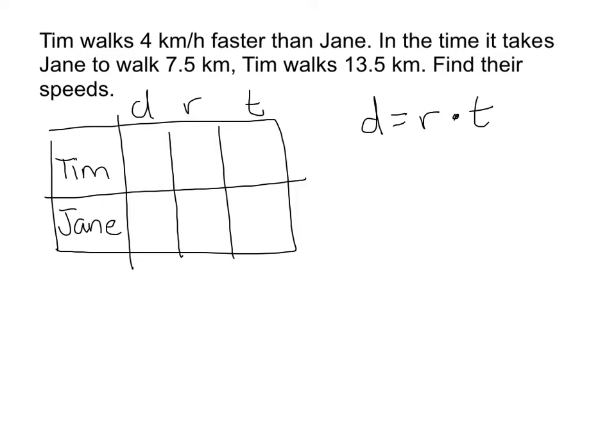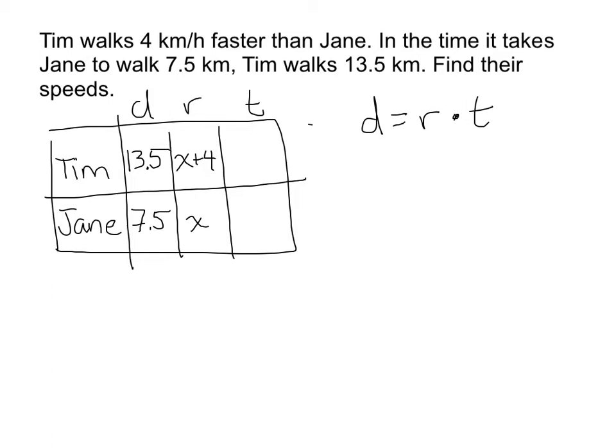Tim's distance is 13.5 kilometers. Jane's distance is 7.5 kilometers. We're not given anything about their rates, but we do know that Tim walks 4 kilometers per hour faster than Jane. So we could say that Tim's rate is whatever Jane's is plus 4 kilometers per hour more. That would make Jane's rate x. The time is what we're going to use to solve this problem.